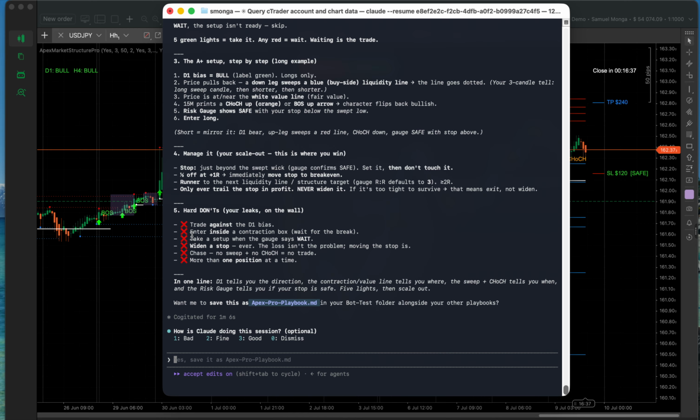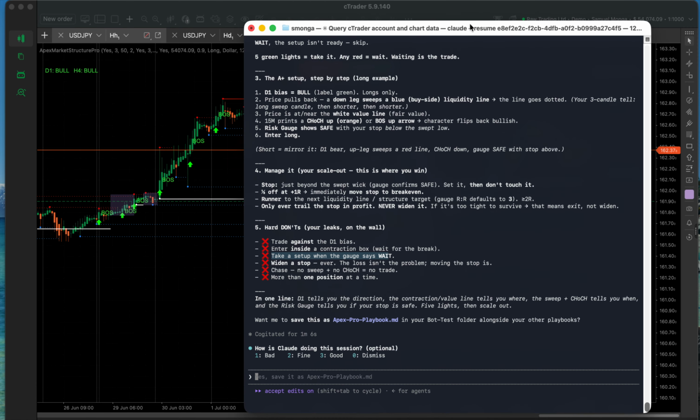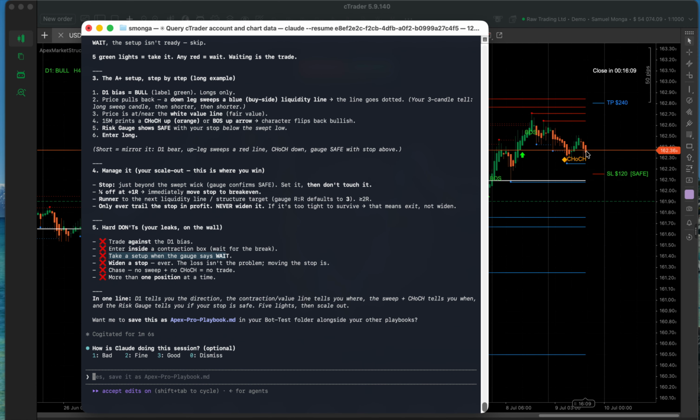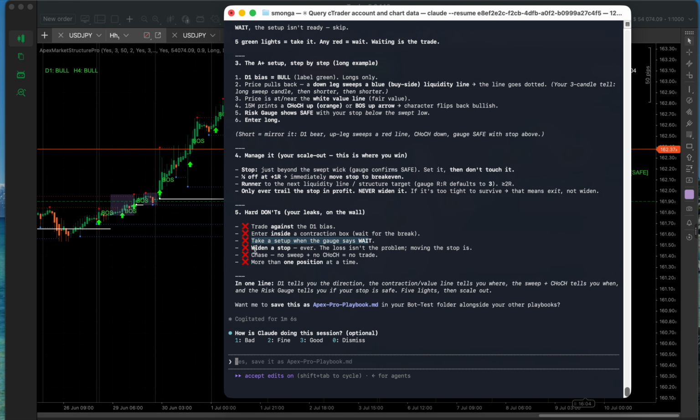As you can see here, it said, trade with the daily bias. Do not enter inside a contraction box. You have to be out of the contraction box; once the box appears, you have to be out of that. Do not take a setup when the judge says wait. If the judge is saying wait and you are getting in, you're going to hurt yourself. So he has given some playbook here about this.